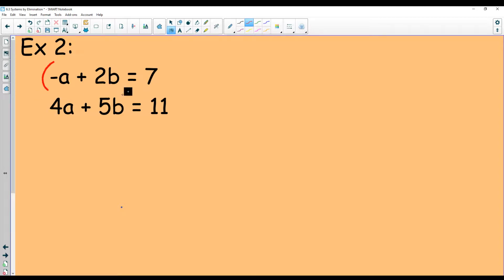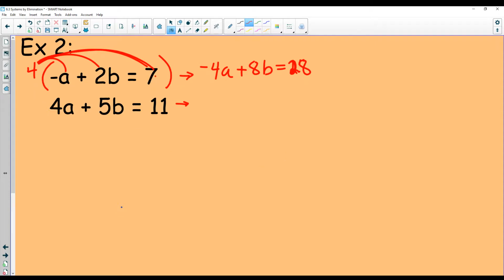So if I just multiply everything in the top equation by 4, I would get a negative 4a right here. Okay, so I'm actually going to work across my paper. That seems weird, but it keeps things lined up nice. This would be negative 4a plus 8b equals 28. Now this is where people tend to forget. They forget to multiply that constant.